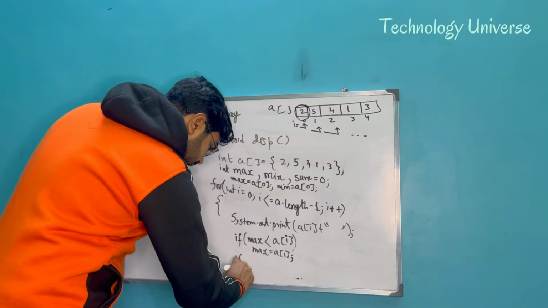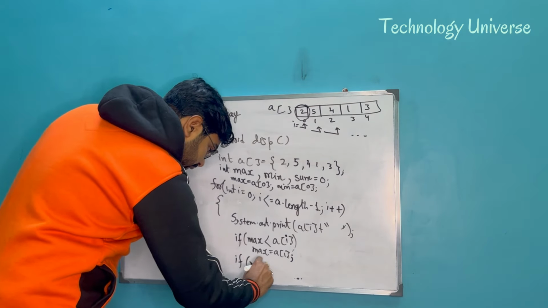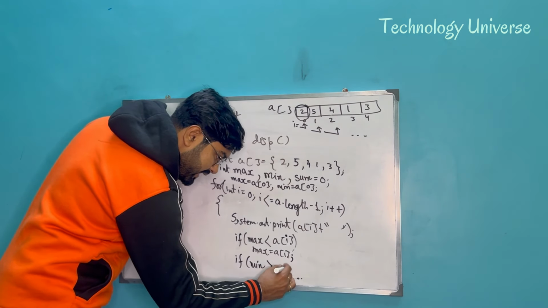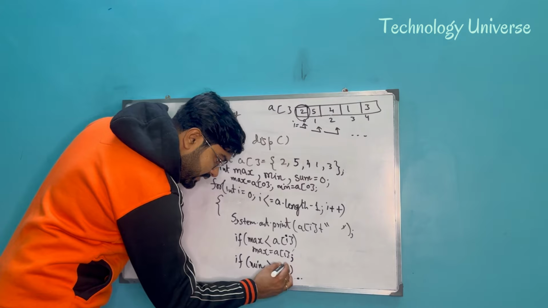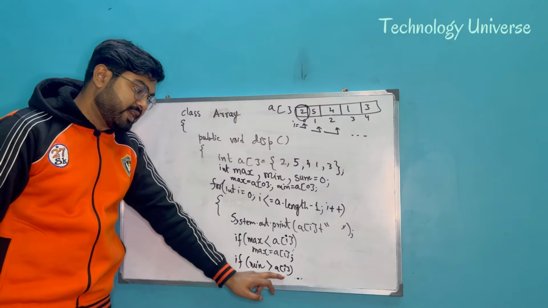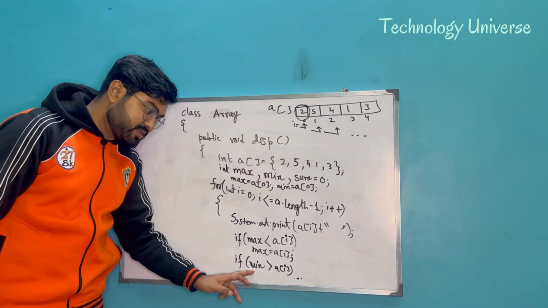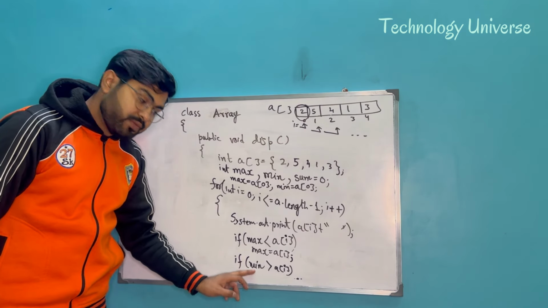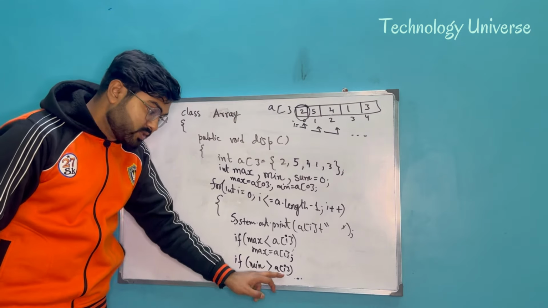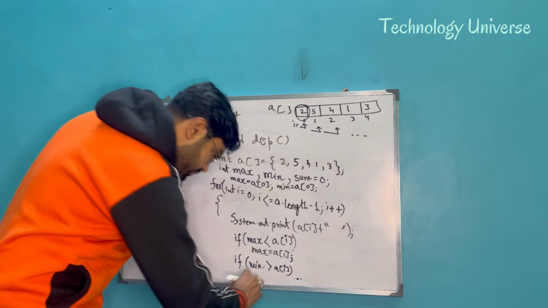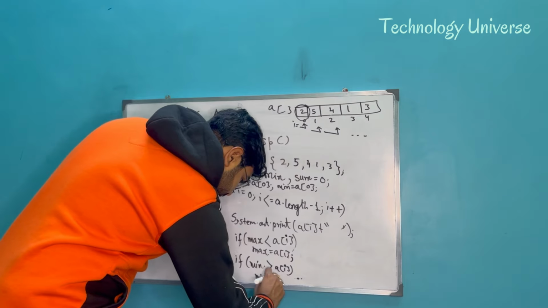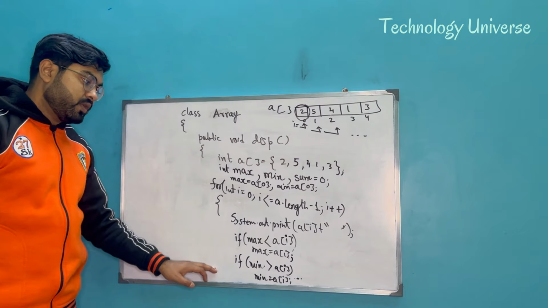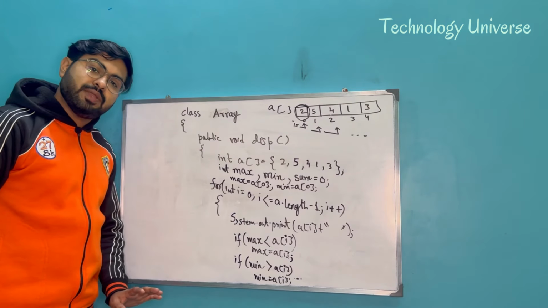Now for the minimum, if this min variable is greater than any other number, that means a number has occurred that is less than minimum. That means whatever value is stored in min is no longer the smallest one; something even smaller than that has occurred. So that should be the smallest now. So min equals A of I. So with these two if statements, we are finding which is the maximum and which is the minimum.